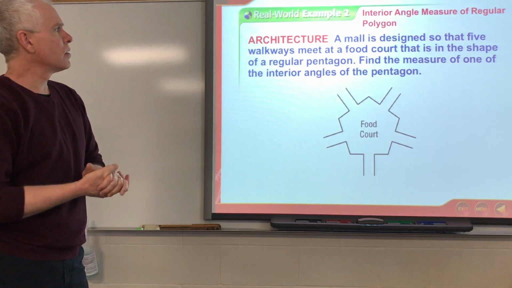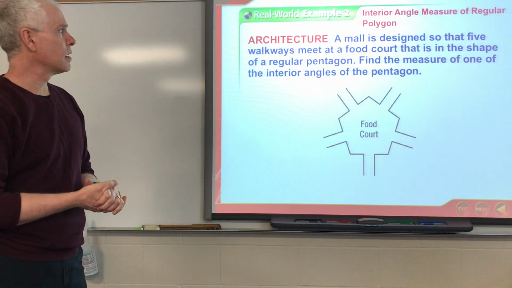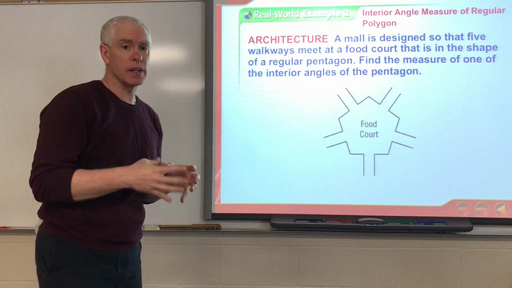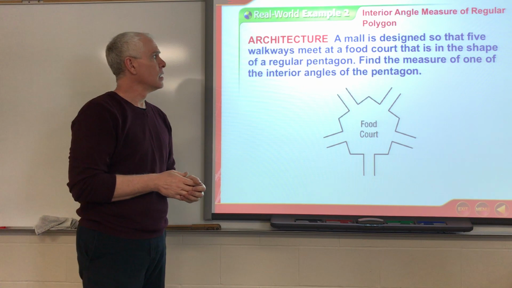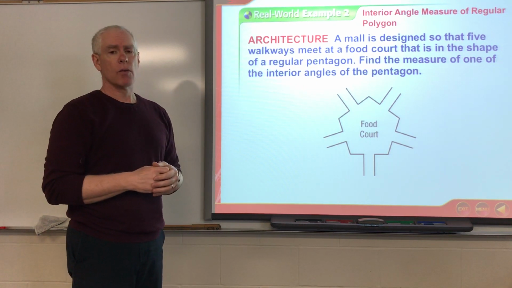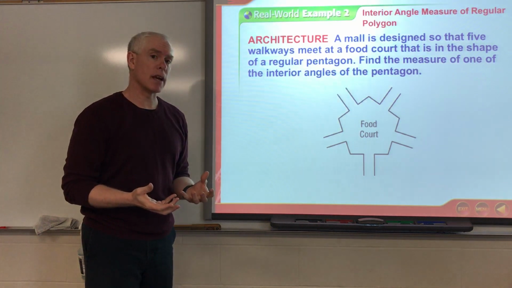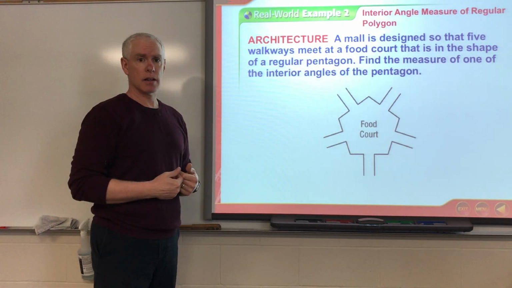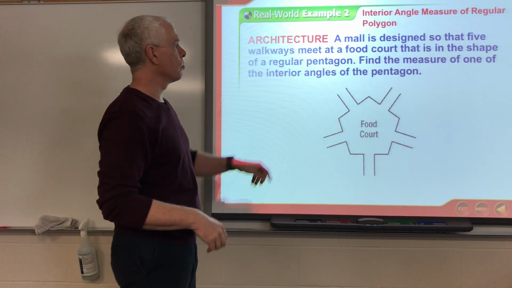A mall is designed so that 5 walkways meet at a food court that is in the shape of a regular pentagon. Find the measure of one of the interior angles. So it's a regular pentagon, meaning all of the angles are congruent. I'm supposed to find one of them. Well, I'm going to give you 2 methods. One method is to find the sum of all of the angles and divide by the number of sides. We're going to do that first, and then I'll come back with an alternate approach.